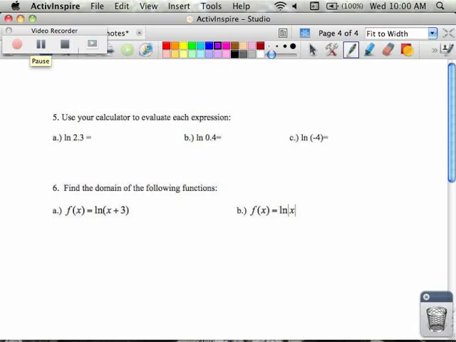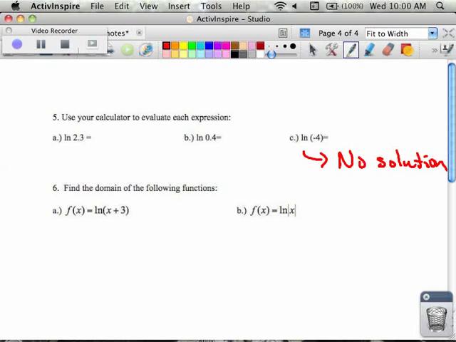Letter C. Doesn't work. Why not? It's negative. You can't log a negative. So I already know that this is no solution. So that's great.